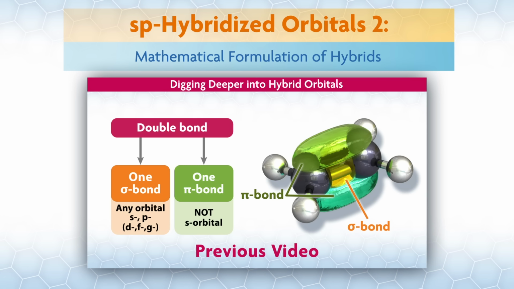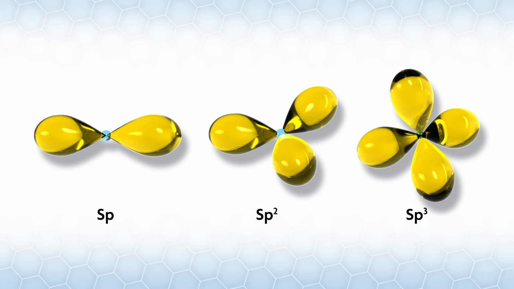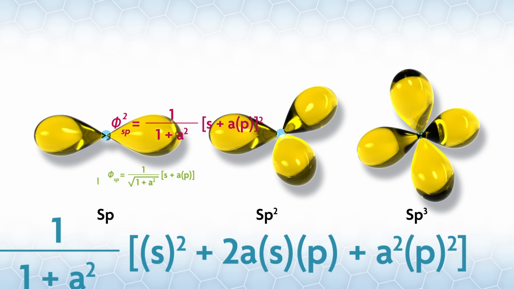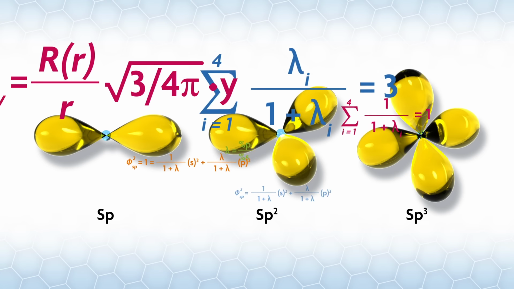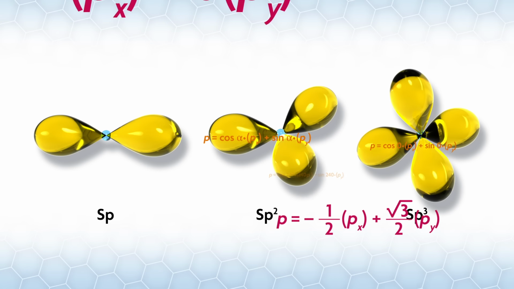In the first part of this series, we discussed hybrids at the sophomore organic level in a pictorial fashion. We qualitatively discussed sp, sp2, and sp3 hybrids. Here, we're going to describe how they are mathematically created and begin to describe how you can use them to understand the electronic structure of main group systems.